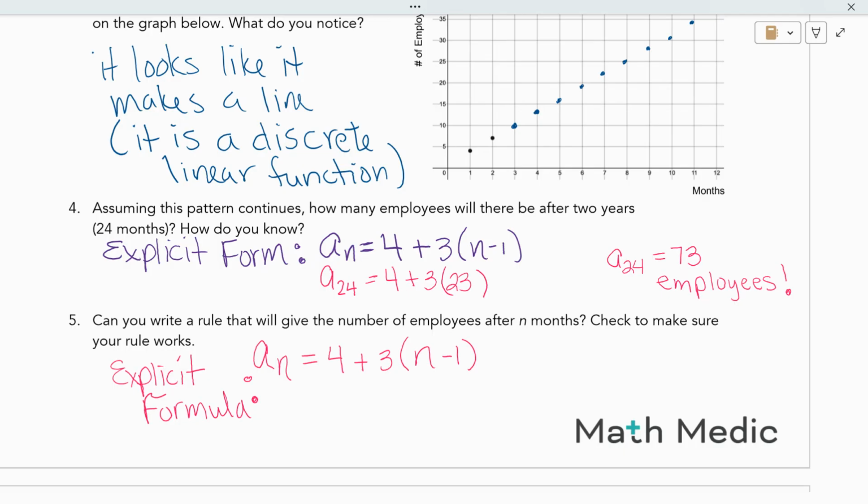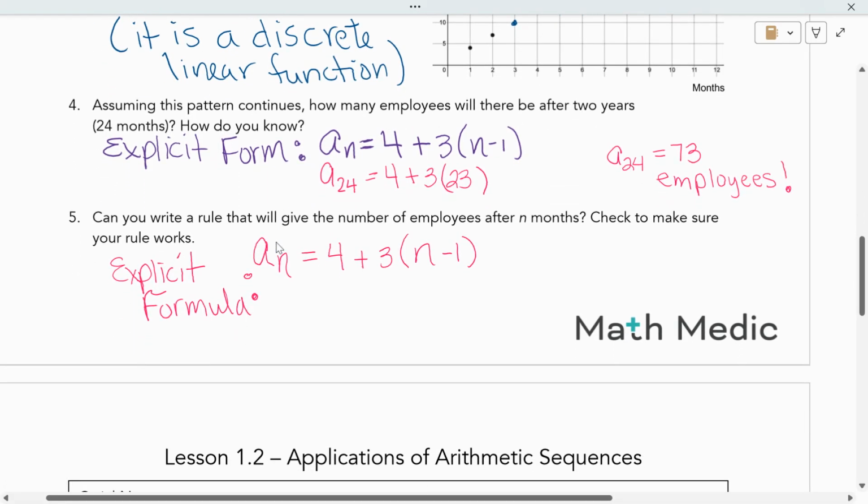I'll give you a copy of this when we're done. There should be one more copy that you can grab since you don't have your packet, but I'll just make a copy of these.